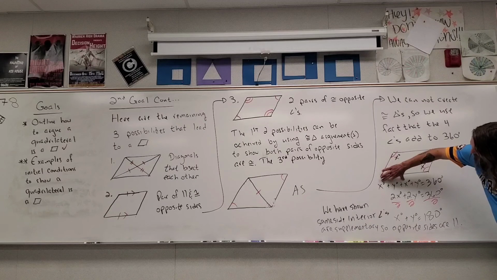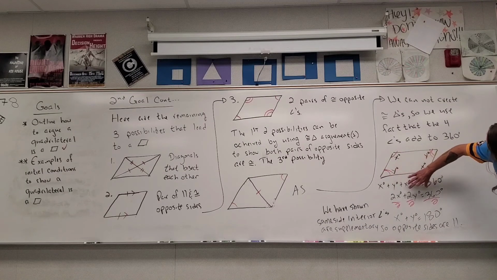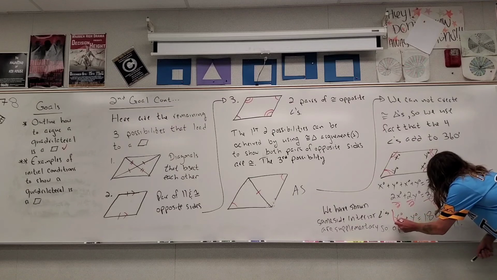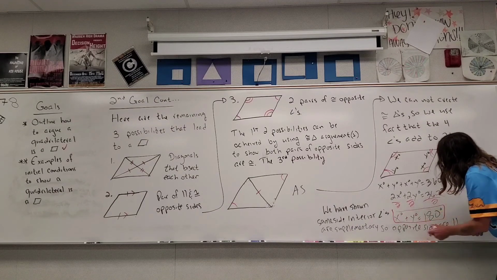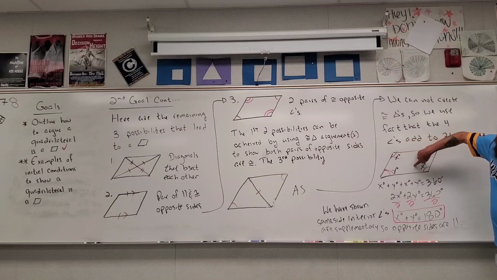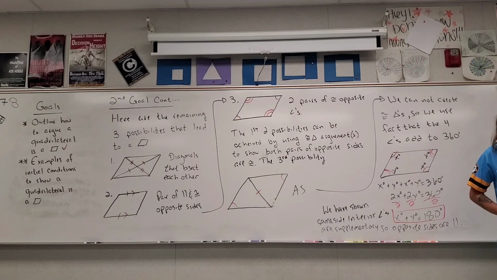I have two measures of x degrees and two measures of y degrees, and those still add up to 360 degrees. I divided away the two, and I've shown that I have same-side interior angles in either direction, which means their opposite sides must be parallel.